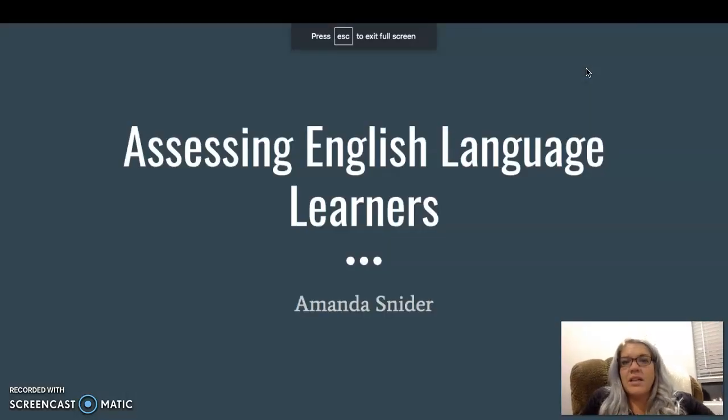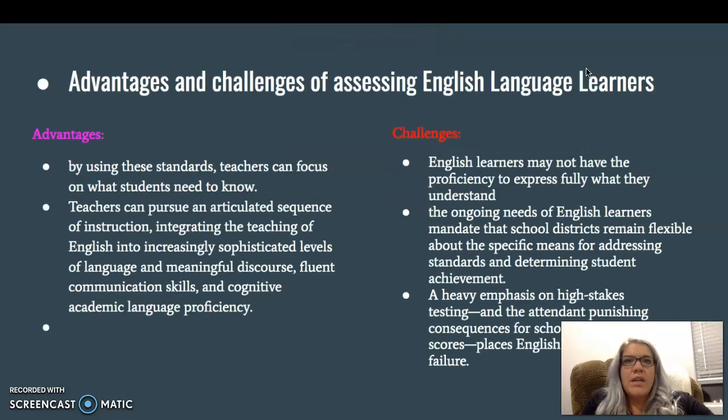Okay, assessing English language learners. Advantages and challenges of assessing English language learners. For the advantages, one of the great things about the standards that we have here in the state of California is that with these standards, we know what we need to teach. We can teach based off the standards in hopes that our students will be successful when they go in to take their testing, and we can prepare any student to go in and take the testing.